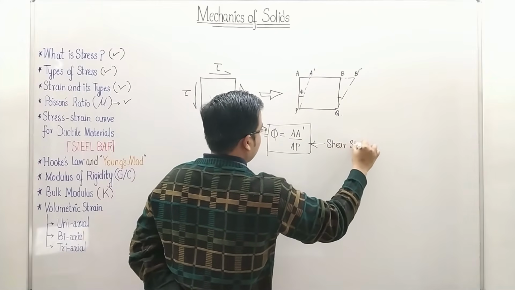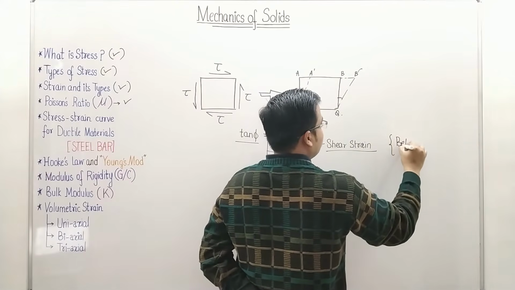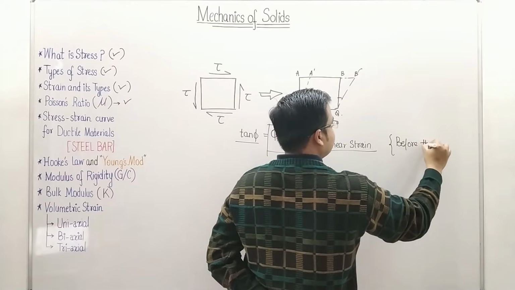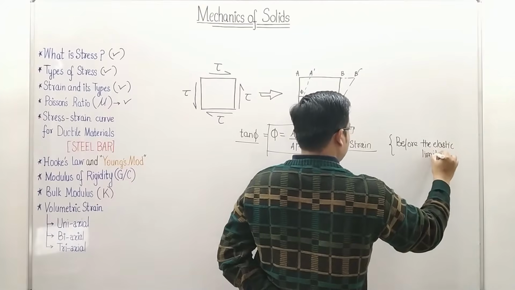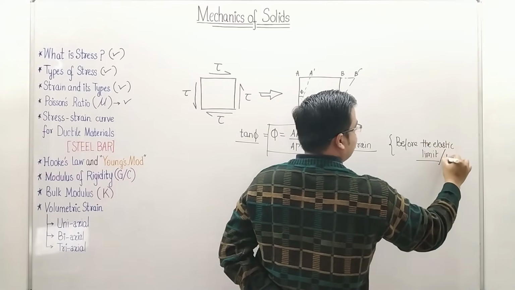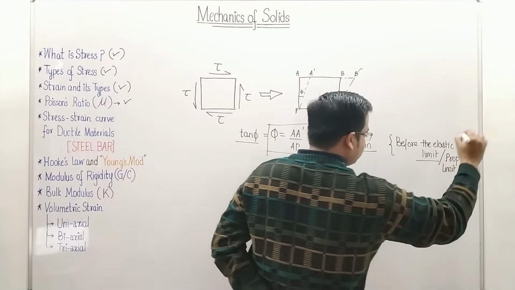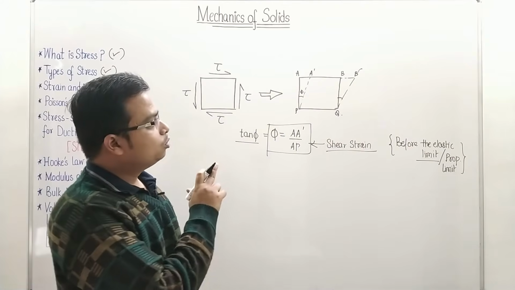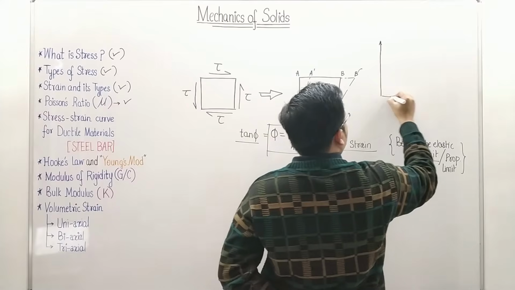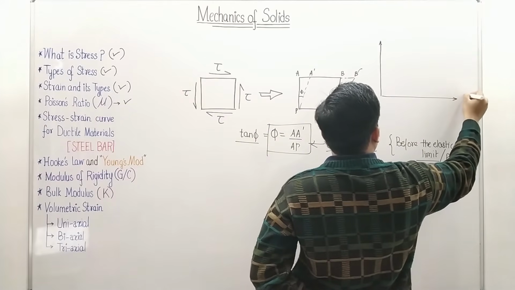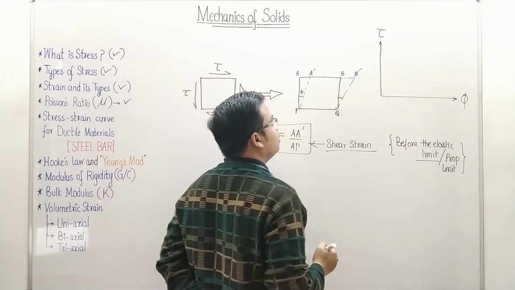First off, all of this has to happen before the elastic limit. And what I am considering is that both elastic limit and proportional limit are coinciding. Now before the elastic limit, here also, if you try to do a test, let's say we want to make a plot of shear stress to shear strain. Shear strain is represented by phi. Shear stress is represented by tau.